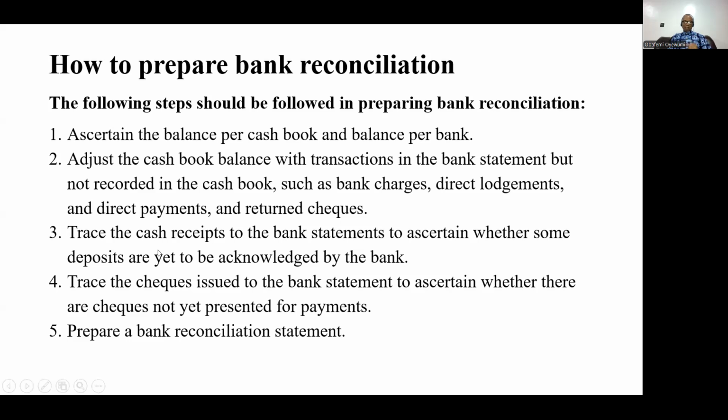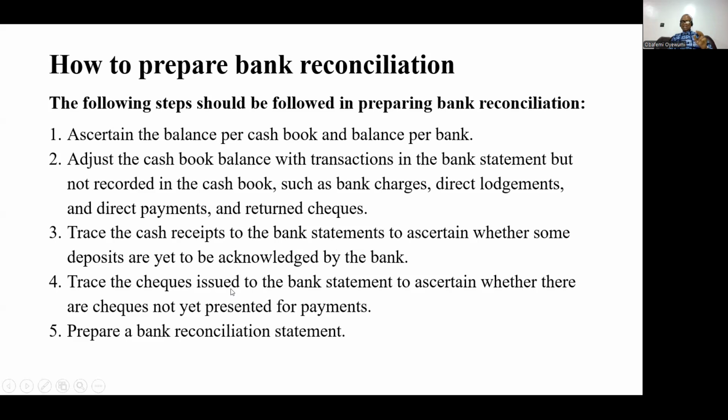Number three, trace the cash receipts to the bank statement to ascertain whether some deposits are yet to be acknowledged by the bank. I've said that before. You trace your cash receipts in the bank statement, that's the one in the credit column, and then check your own deposits to see whether there are some deposits that are yet to be credited by the bank.